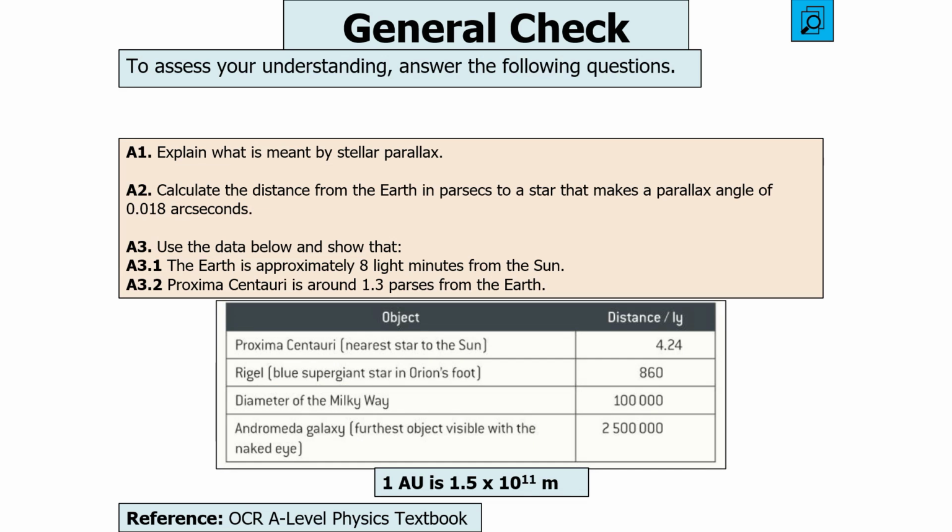The next question says, firstly, explain what is meant by stellar parallax, then calculate the distance from the Earth in parsecs to a star that makes a parallax angle of 0.18 arcseconds. Then use the data below to show the Earth is approximately 8 light minutes from the Sun, and that Proxima Centauri is around 1.3 parsecs from the Earth. So pause the video now, then unpause the video when you want to go through your answer.